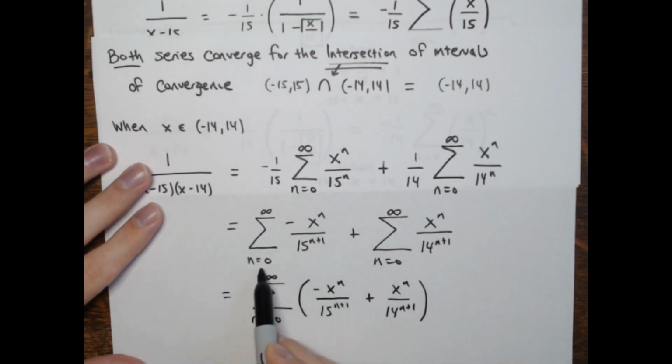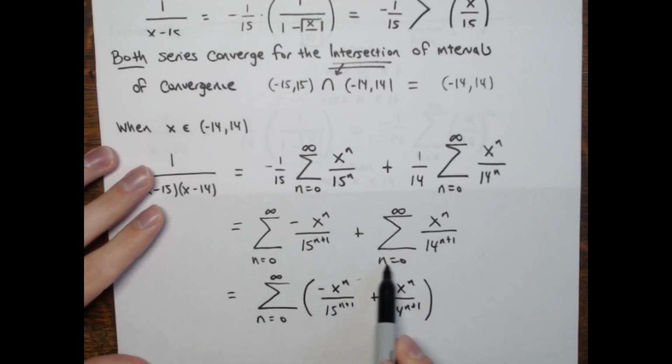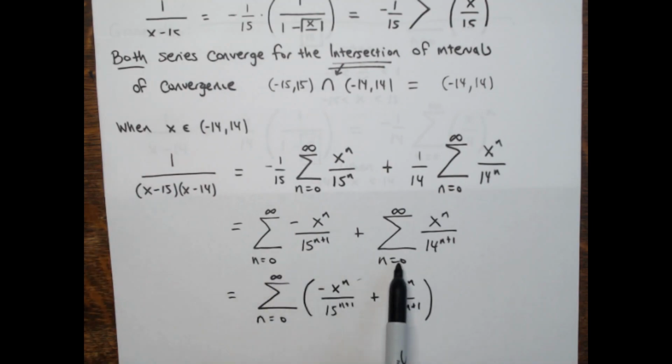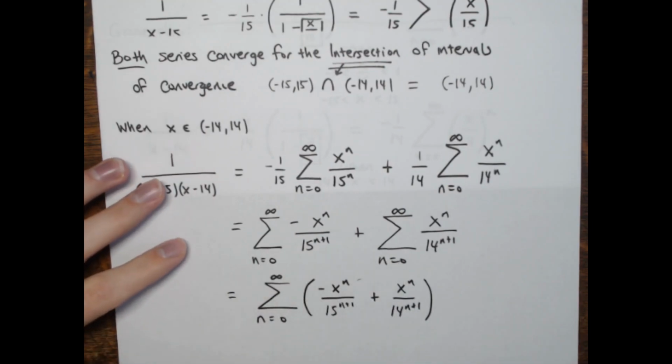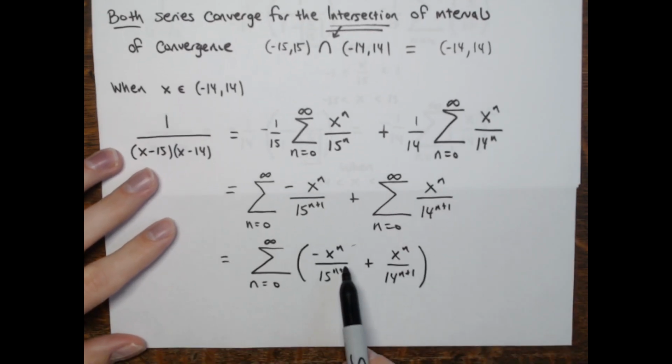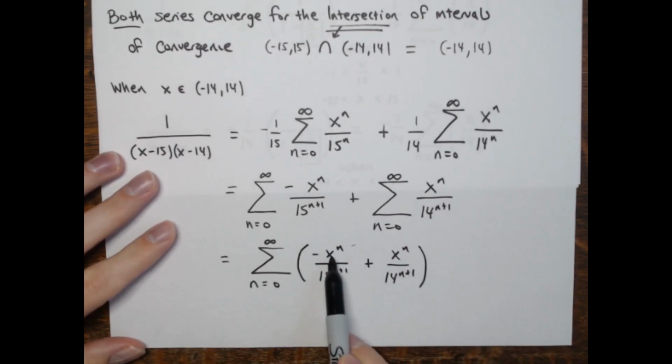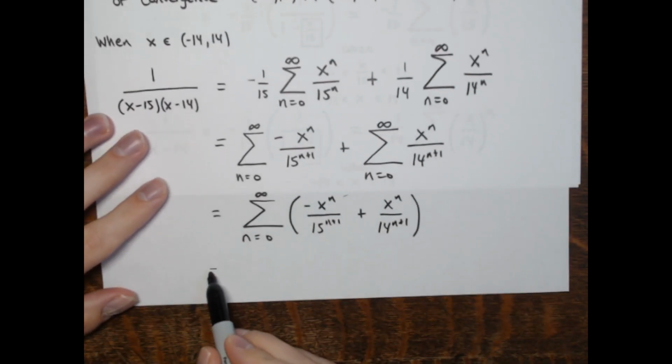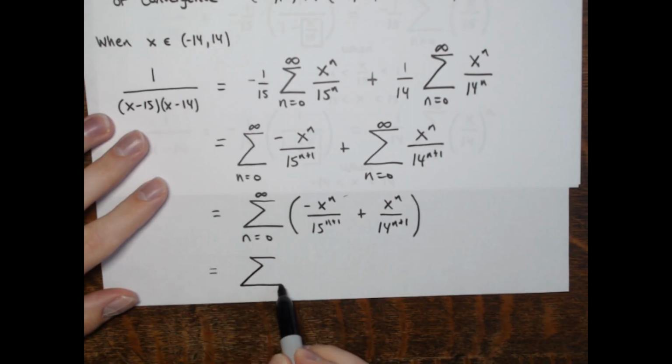And just because they have the same starting value. If this started at 1 and this started at 0, or this started at 0, this started at 3, you couldn't do this. You got to have these series starting at the same value with the same index in order to combine them like this. And one thing I'm noticing is that these both have x to the nth in common, so I can factor this out, and we have the following sum.